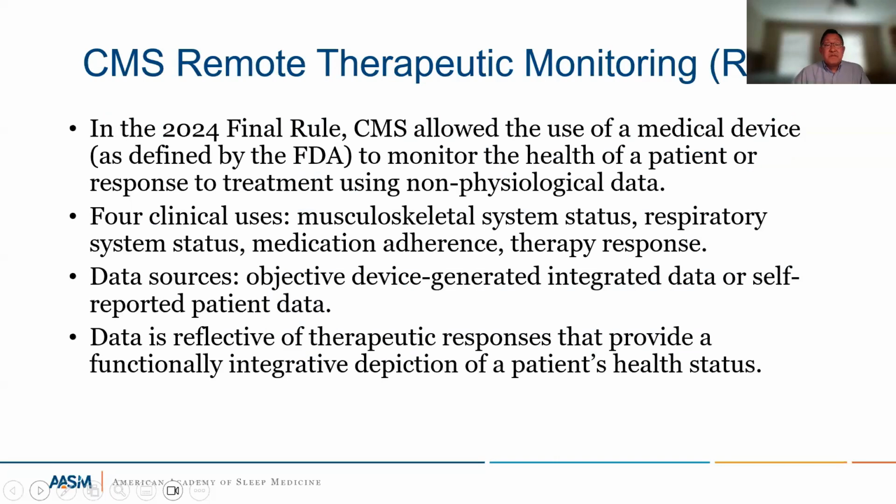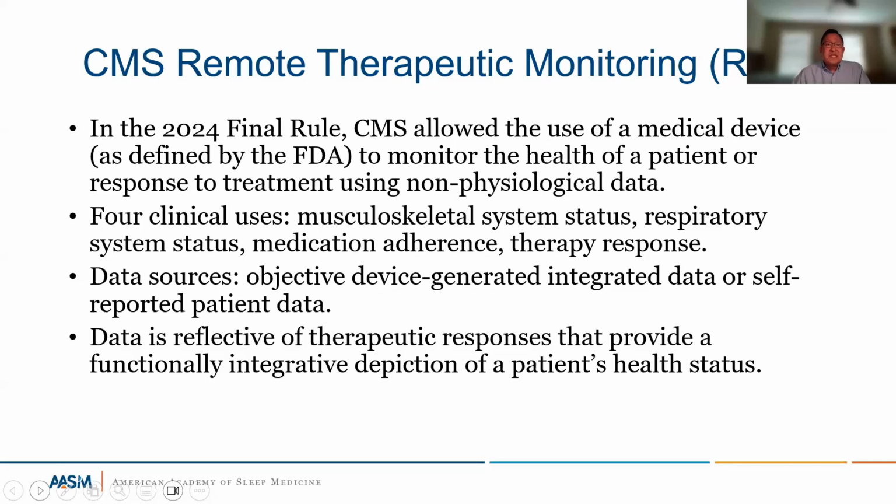So this is now very of interest to many individuals, because in the final rule for 2024, this code set was finally published. So where CMS allows the use of a medical device, again defined by the FDA, to monitor the health of a patient or response to treatment using non-physiologic data. Now, what does that mean?